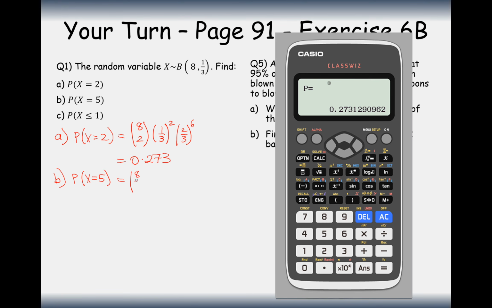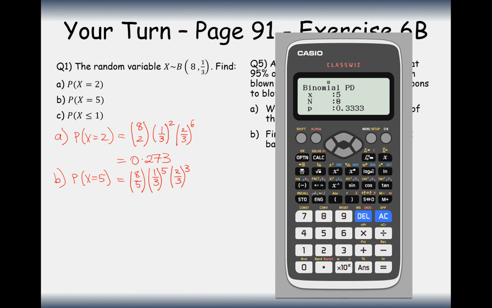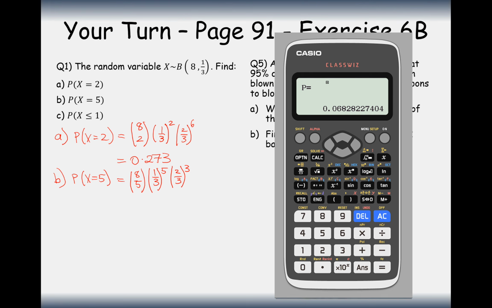The next one here is probably going to be the probability of x equals 5. So this is going to be 8 choose 5, times the probability of success to the number of successes, times the probability of failure to the number of failures. So we'll do exactly the same thing: 5 successes out of 8, probability of 0.333, and we get our answer here, which is 0.0683.